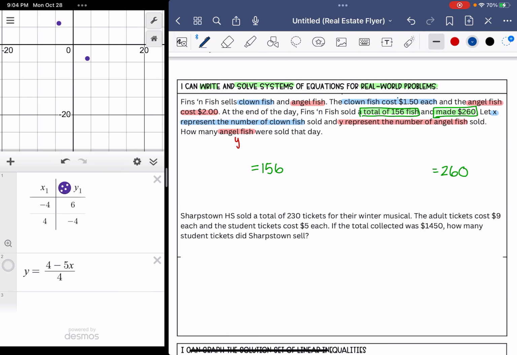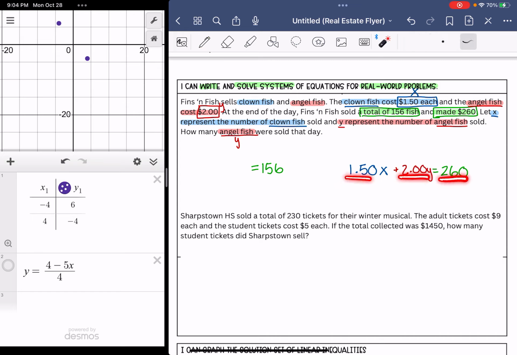I have some money right here, $1.50 for clownfish, which was X. So right here with my money, I can say $1.50x. I also have a dollar amount right here for angelfish, which was Y. And there is my money right there. I have money, money, money.